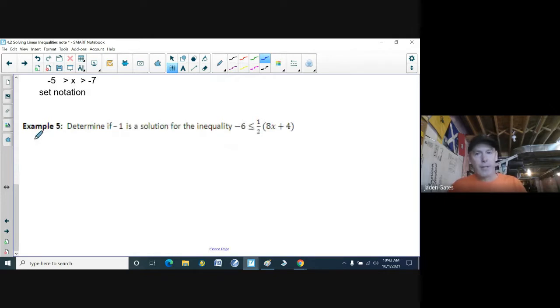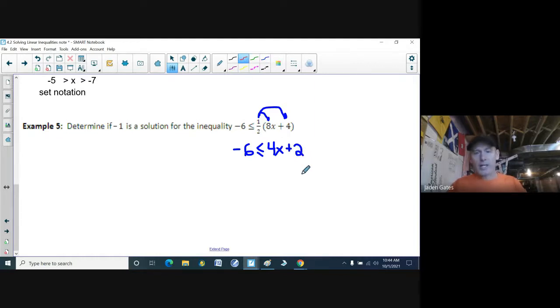Example 5. Determine if -1 is a solution for the inequality -6 is less than or equal to 1/2(8x + 4). All right, so I'm going to first of all solve my inequality here. First off, do the rainbow rule. I've got this half that I've got to multiply out. So what I end up with here is -6 less than or equal to, let me see, half of 8x is 4x, and half of 4 is a 2.